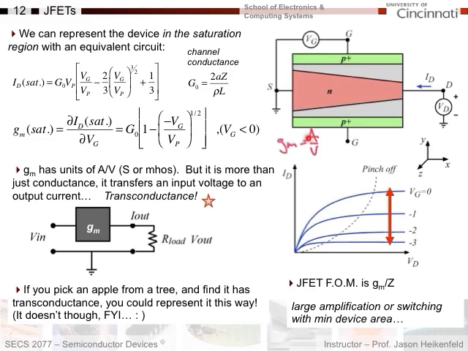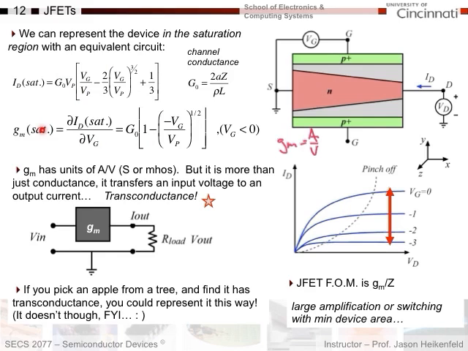Well, again, if it is the change in output current as I change the input voltage, then I will just take the derivative of output current, ID sat, put this in here, with respect to the input voltage. And that makes sense too. Here's my units for transconductance, amps per volt. So I take the derivative of all of this with respect to gate voltage, and I get the following equation here, which gives me my transconductance.